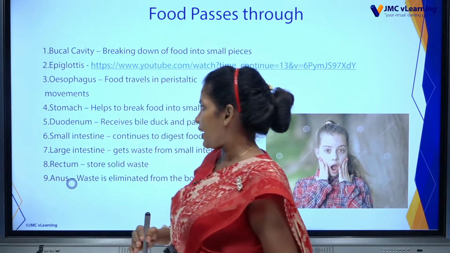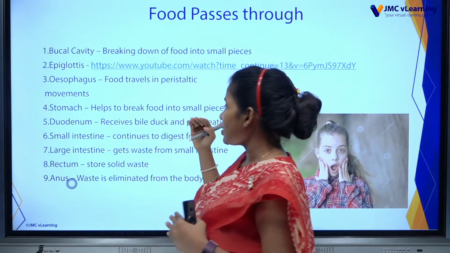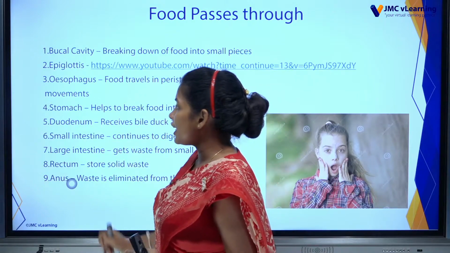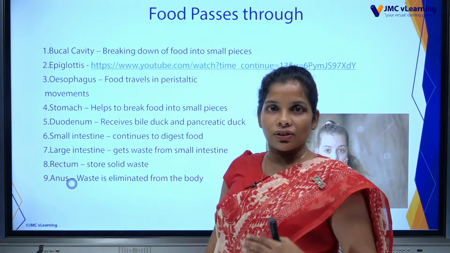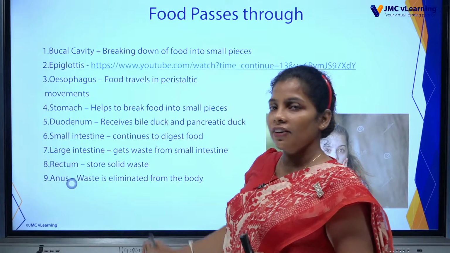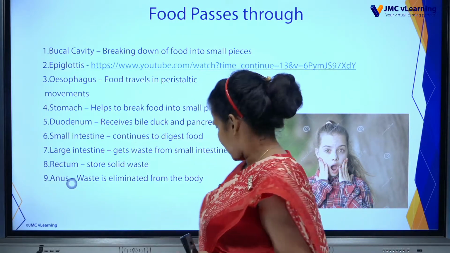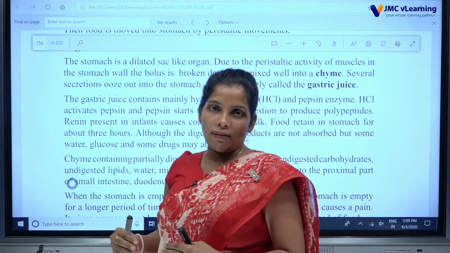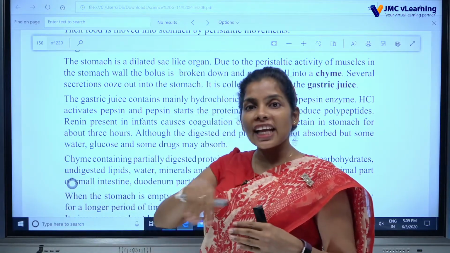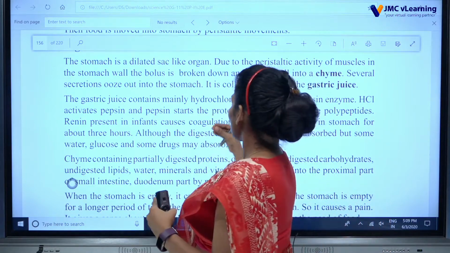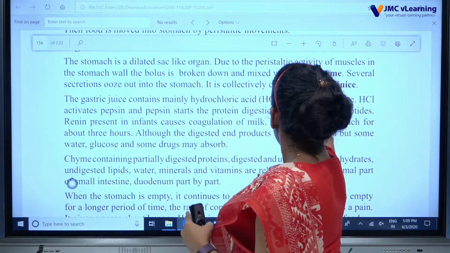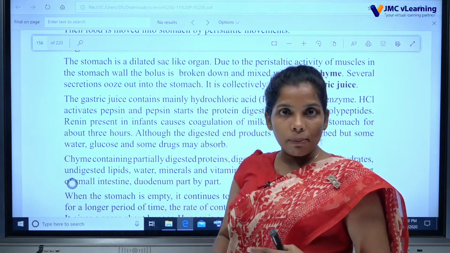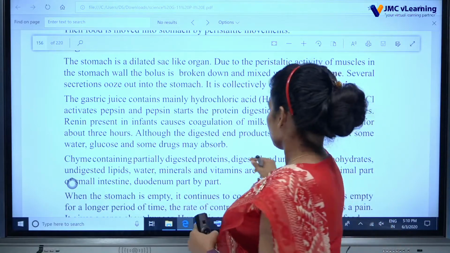Next one, stomach. It helps to break food down into small pieces. Here there are some chemical reactions. Now, we are going to see what chemical reactions affect the stomach. Normally, food is stored in the stomach for 3 to 4 hours. Then the stomach secretes HCl. We call it gastric juice because the stomach secretes the HCl juice.